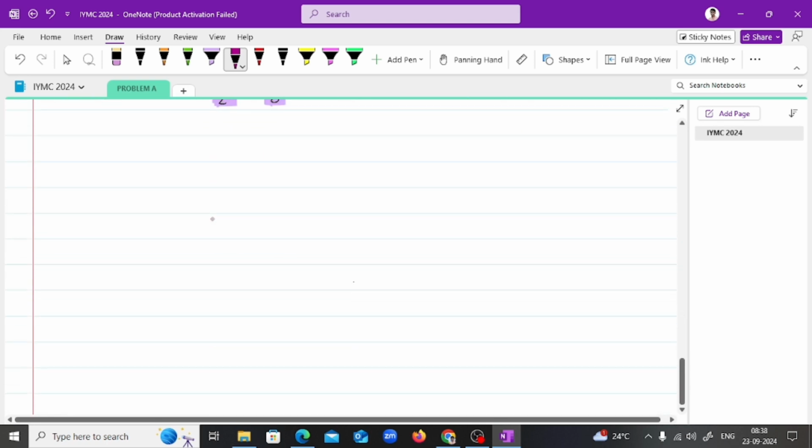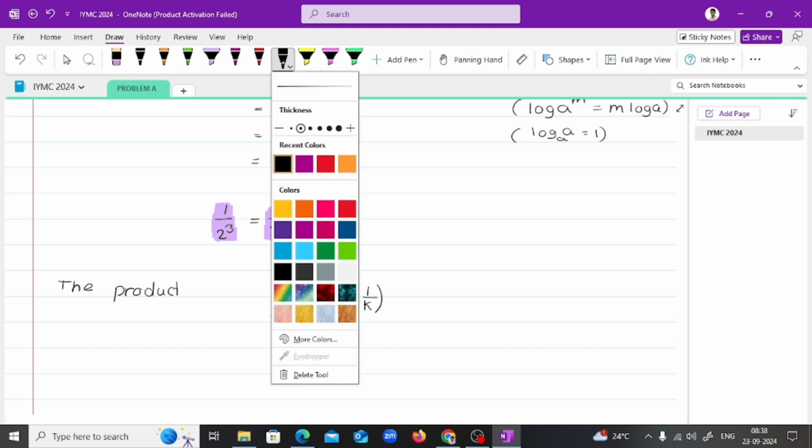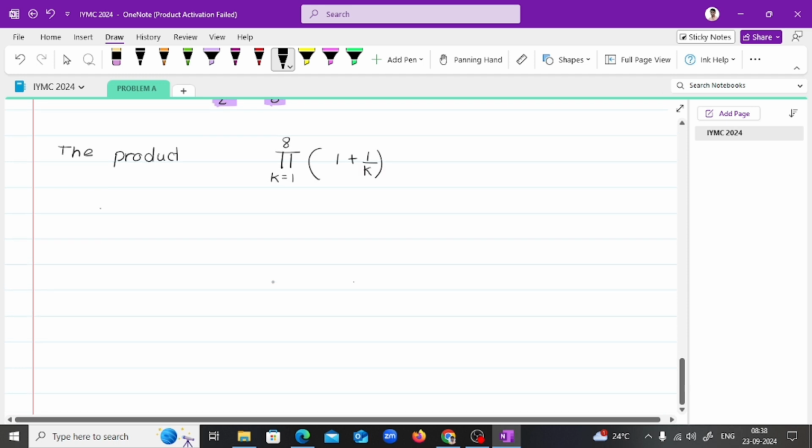So the product is, I will write down the product, k runs from 1 to 8 in bracket 1 plus 1 upon k. So we can find the value of this product just by calculating each term and multiplying all the terms together. Okay, so I will write here calculating each term.